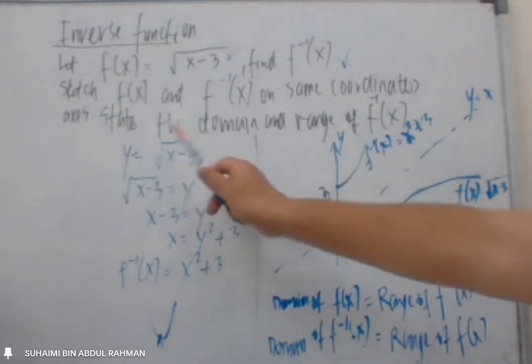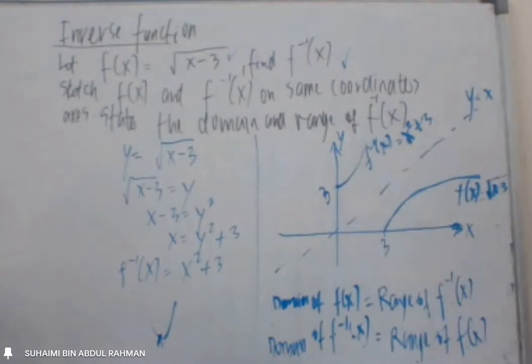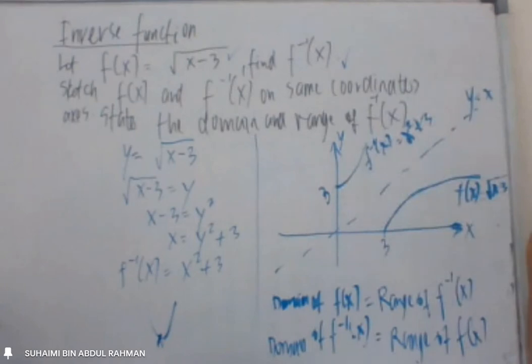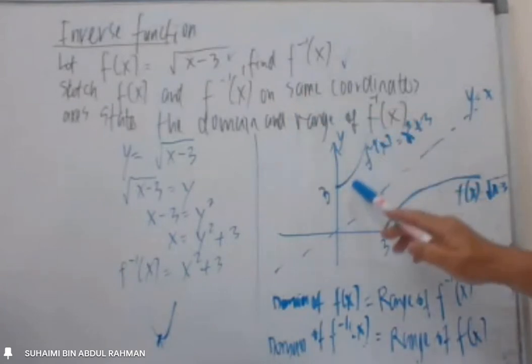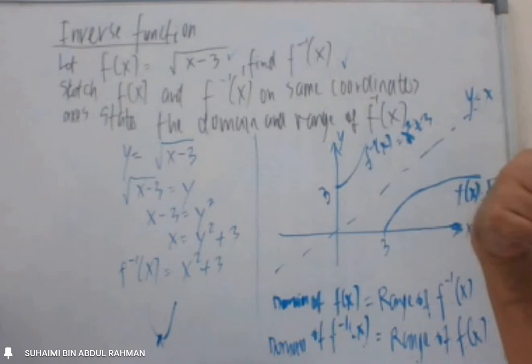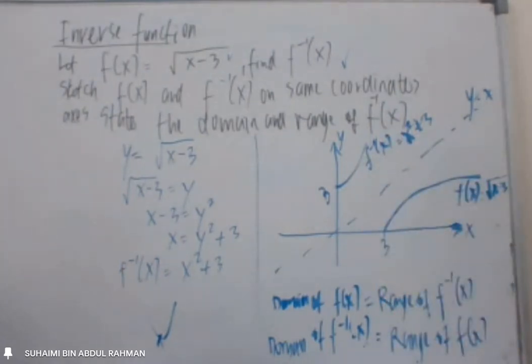So state the domain of the inverse. What is the domain of the inverse? 3 to infinity. And state the range of the inverse. What is the range of the inverse? 0 to infinity.